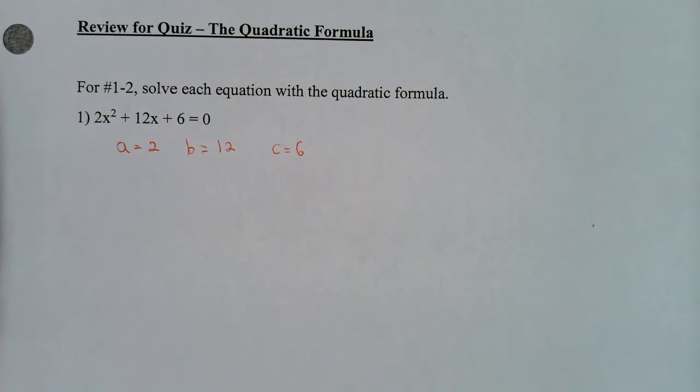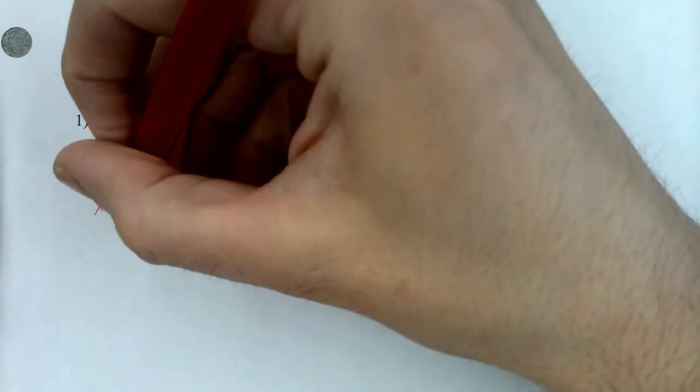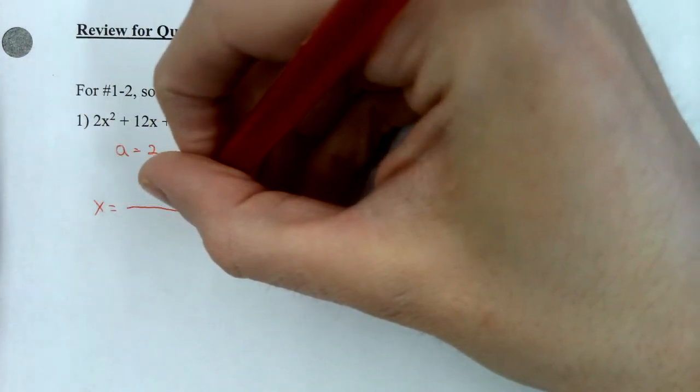Okay, so I'm not going to copy down the quadratic formula. You have that elsewhere. I'll just say it out loud. The quadratic formula is x equals opposite of b plus or minus square root of b squared minus 4ac, and that's all divided by 2a. Okay, so here we go, substituting.